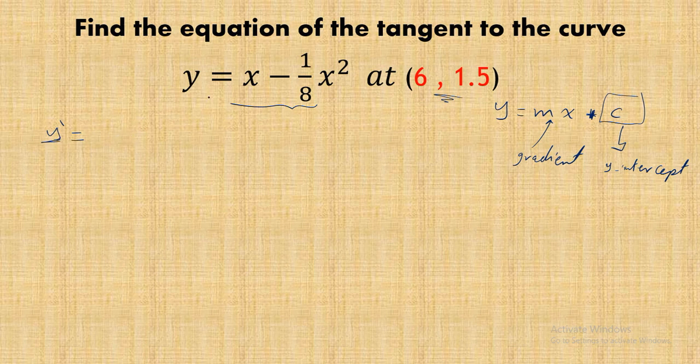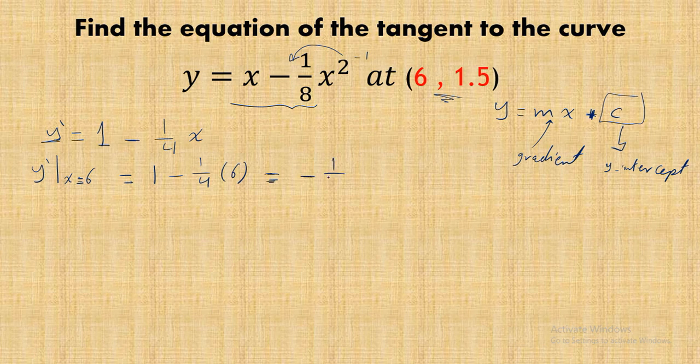Differentiation of x equals 1. Here differentiation of negative 1 over 8x to the power of 2 will multiply by the power, subtract 1 from the power, it will be negative 1 over 4x. We'll substitute at this point at x equals 6, because here we have in the expression only x. It will be 1 minus 1 over 4 multiply 6, which is negative 1 over 2. This is the value of m.